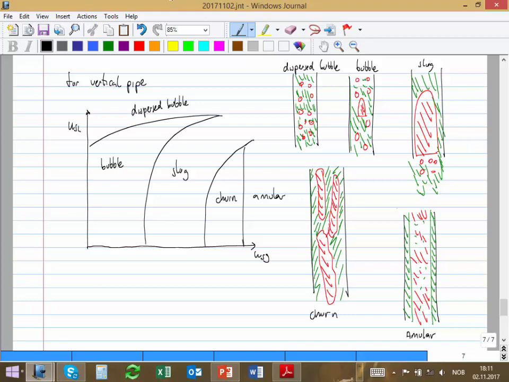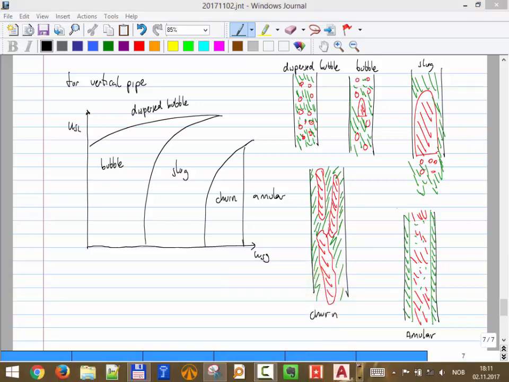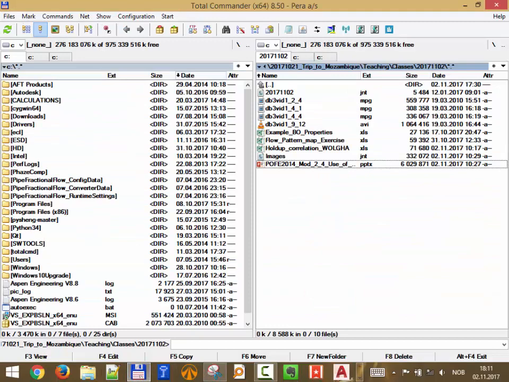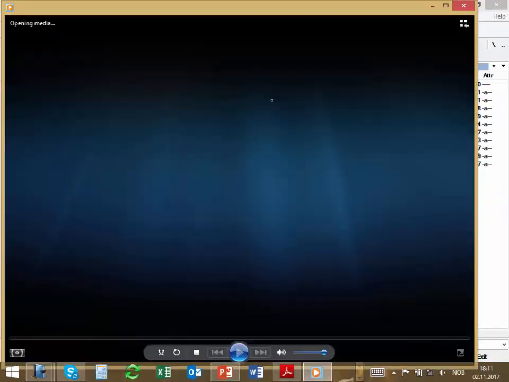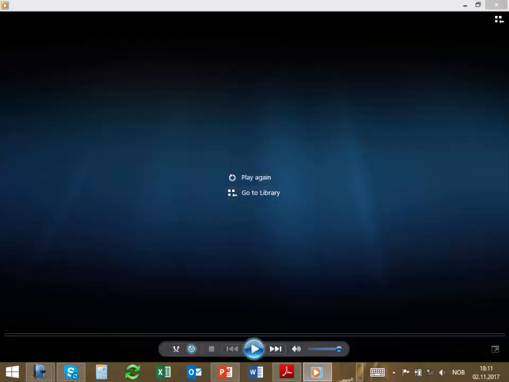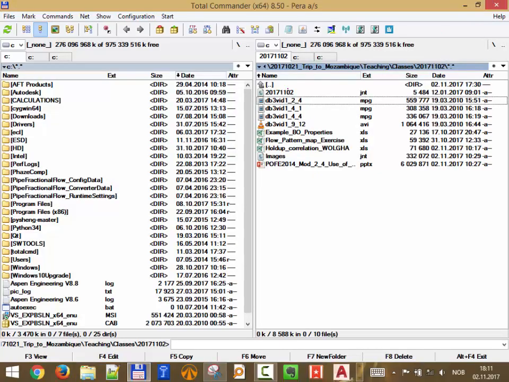Okay, churn. And let me show you some videos to see what we have here. Which flow pattern is that? No, not really. It's annular. The only thing you see here is the liquid wetting the whole wall, and it has a core in the center where the gas is flowing. So that's annular.